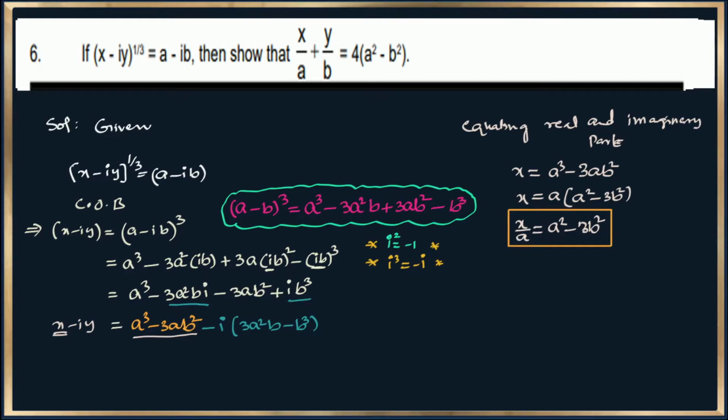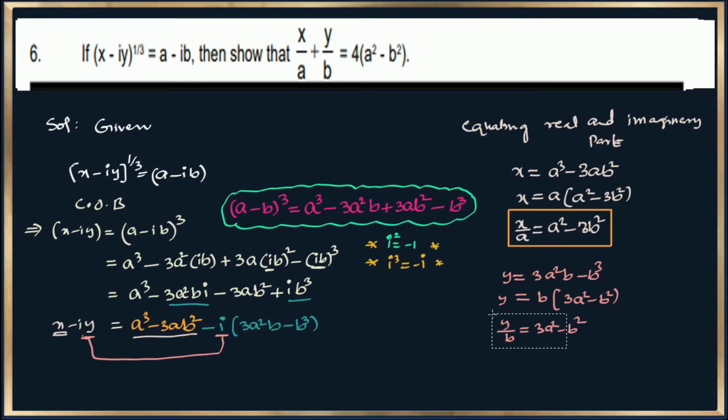Now if you equate the imaginary parts, what about the imaginary part? That is the coefficient of minus i. So the left side has minus i, and the right side also has minus i. Now you equate the coefficient of i on both sides, so y equals 3a square b minus b cube. From these two terms we can take one b common, and 3a square minus b square is still there. Now if you make y by b the subject, then the y by b value is 3a square minus b square. Now we have the x by a value as well as the y by b value.